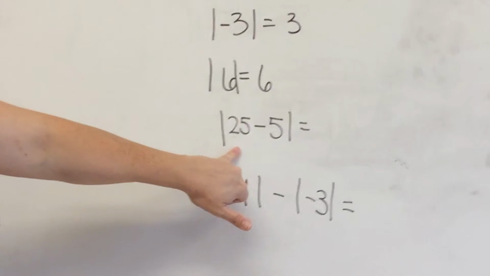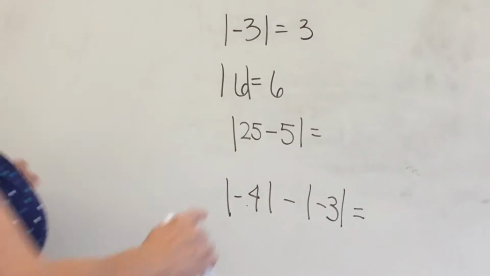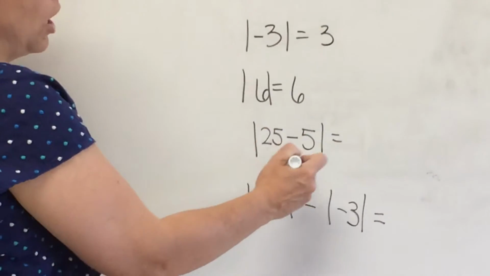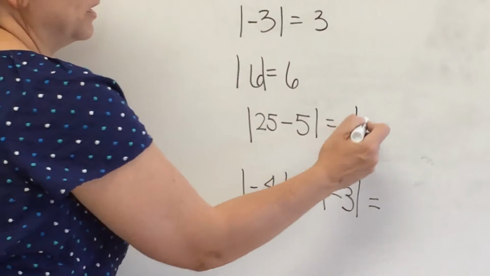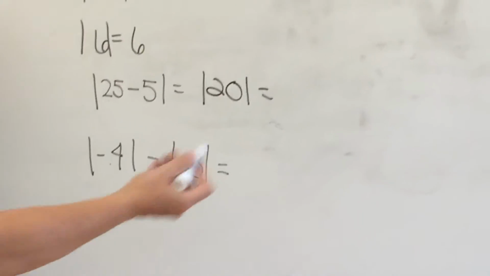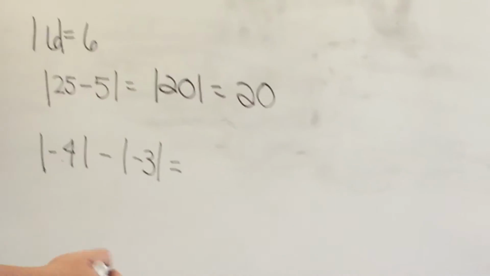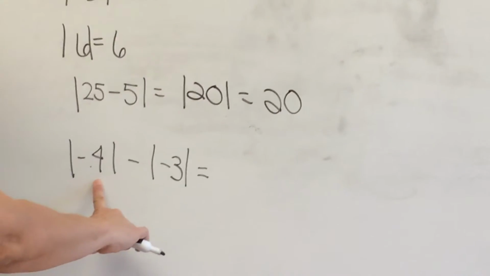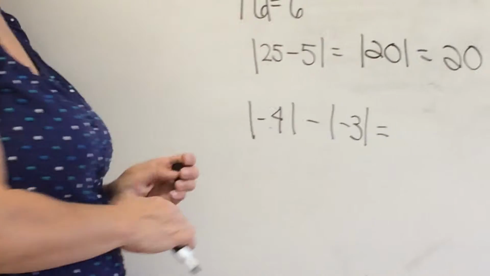The absolute value of 25 minus 5 means you have to do the operation on the inside. 25 minus 5 is just 20. What's the absolute value of 20? 20. That's easy.